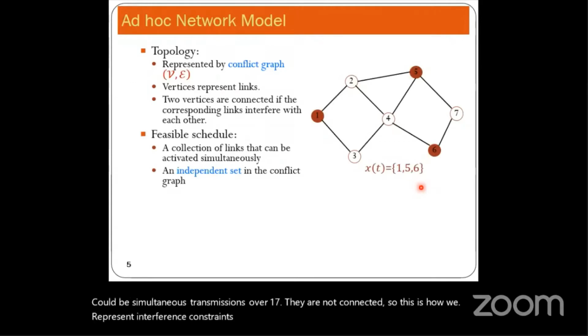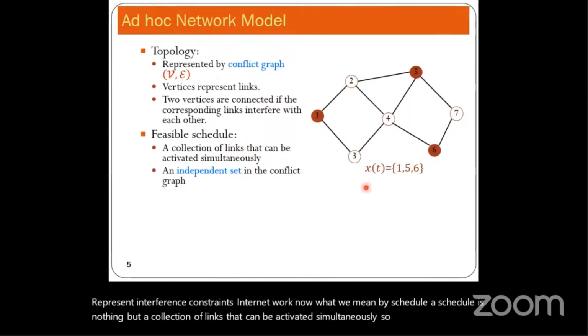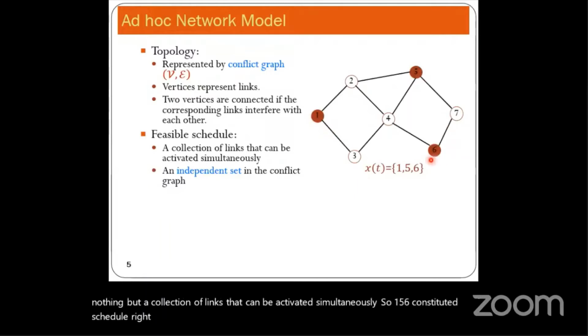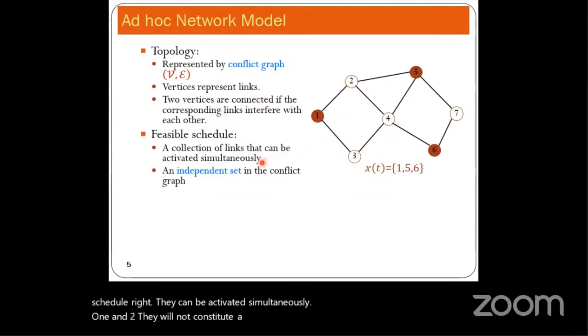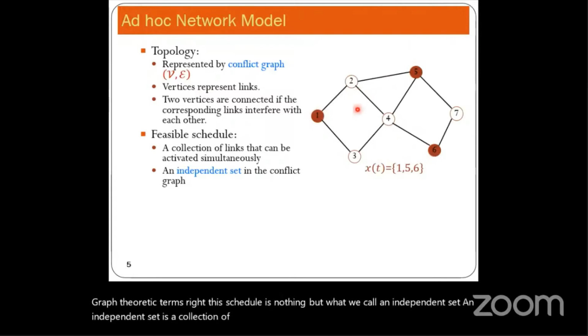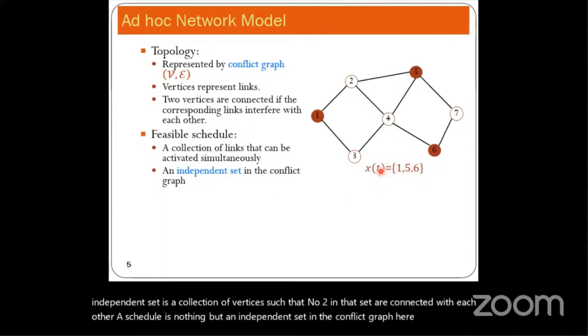Now, what do we mean by a schedule? A schedule is nothing but a collection of links that can be activated simultaneously. So 1, 5, 6 constitute a schedule, right? They can be activated simultaneously. 1 and 2 will not constitute a schedule. In graph theoretic terms, a schedule is nothing but what we call an independent set. An independent set is a collection of vertices such that no two in that set are connected with each other. So a schedule is nothing but an independent set in the conflict graph.